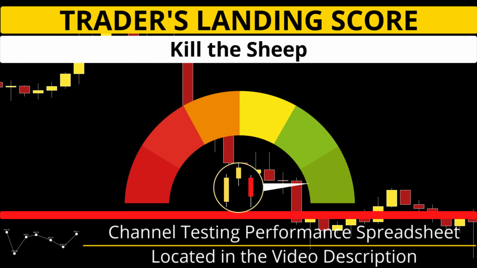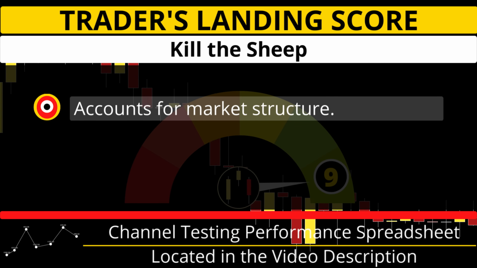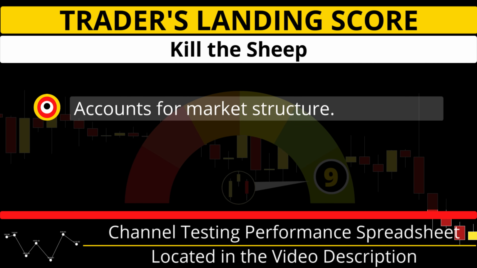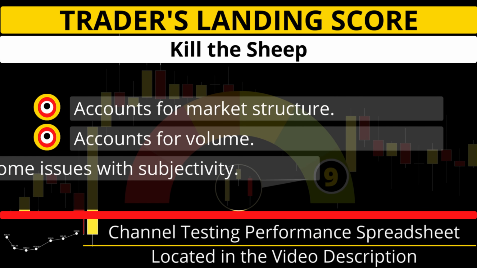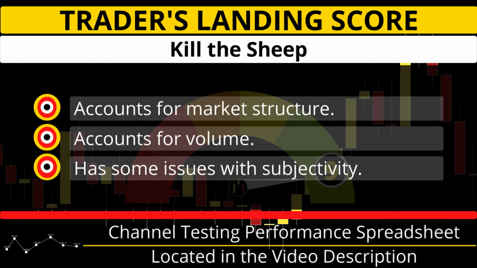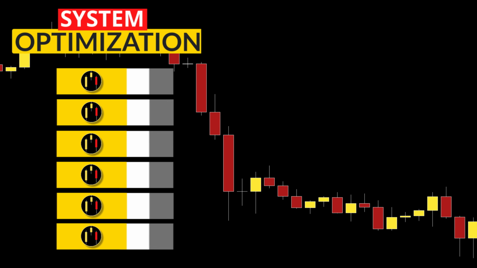I give this system a Traders Landing score of 9 because this system accounts for market structure in the form of hidden divergence and includes volume by incorporating the CMF. But it is still subjective as you have to spot and judge the hidden divergences. Remember, the enemy of great is good.